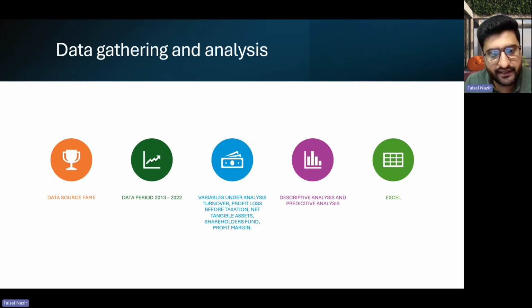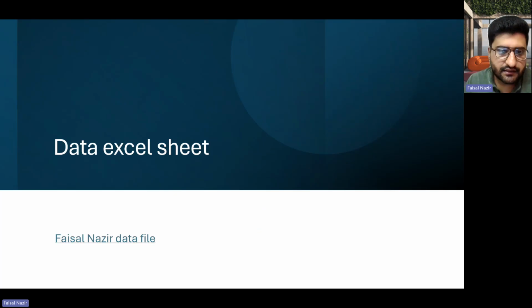The third point is the variables under analysis: turnover, profit and loss, taxation, net tangible asset, shareholder fund, profit margin. The fourth point is descriptive analysis and predictive analysis. The last one is Excel. And here is my data file sheet. There is also a OneDrive link, so you can check it also.